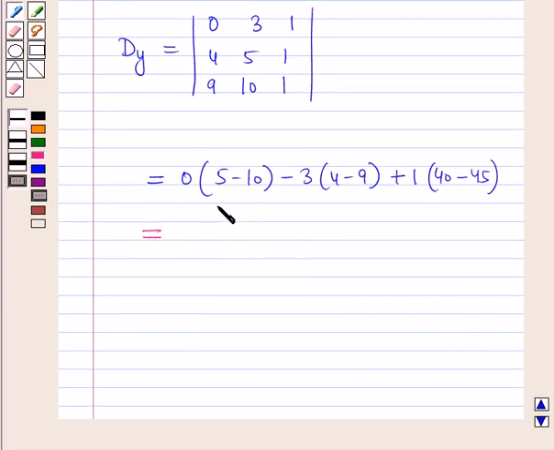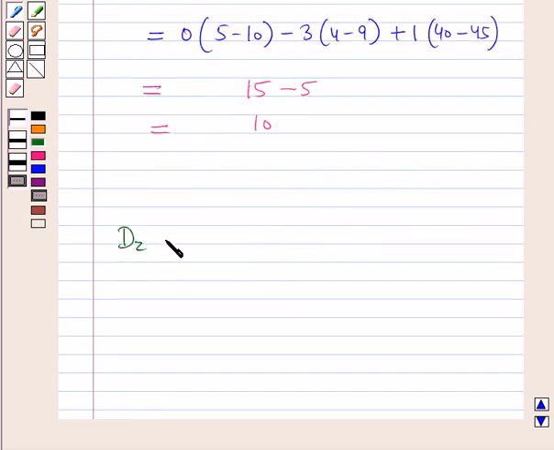Now this is equal to, 0 into anything is 0, and minus 3 into (4 minus 9). Now 4 minus 9 is minus 5, and minus 5 into minus 3 is plus 15. Here it will be plus 1 into (40 minus 45). Now 40 minus 45 is minus 5, and minus 5 into plus 1 is minus 5. So this is equal to 10.